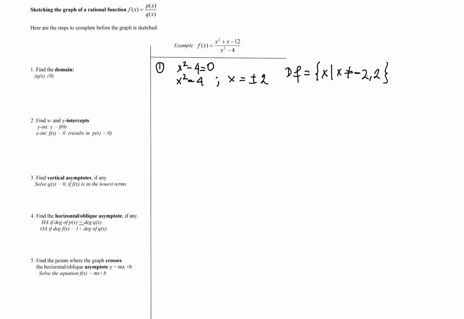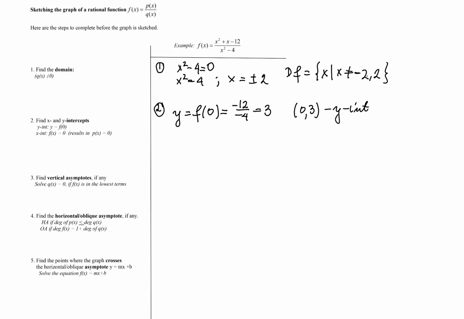The second step is to find the intercepts. We'll find the y-intercept. By definition, the y-intercept is the value of the function at 0. If you substitute x with 0 in the formula, we'll have negative 12 over negative 4, which is 3. So the y-intercept is the point (0, 3).